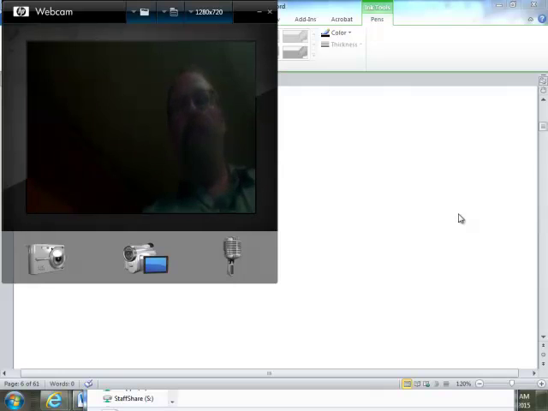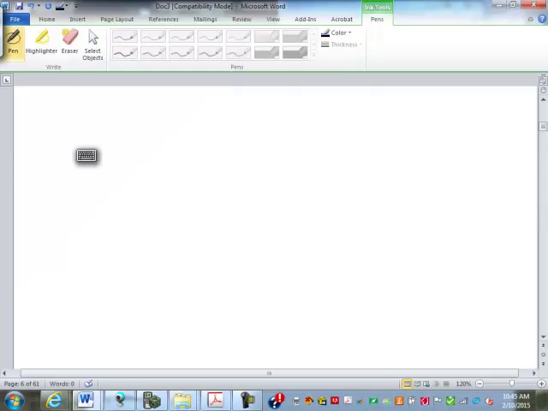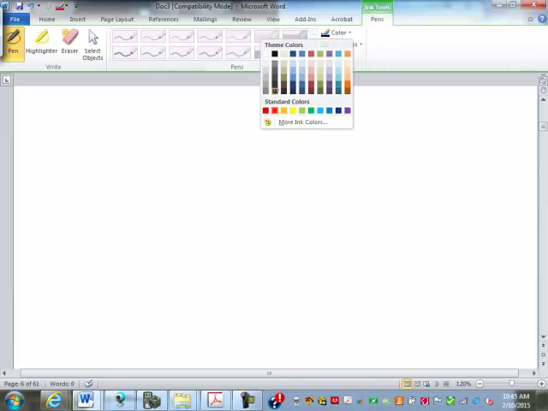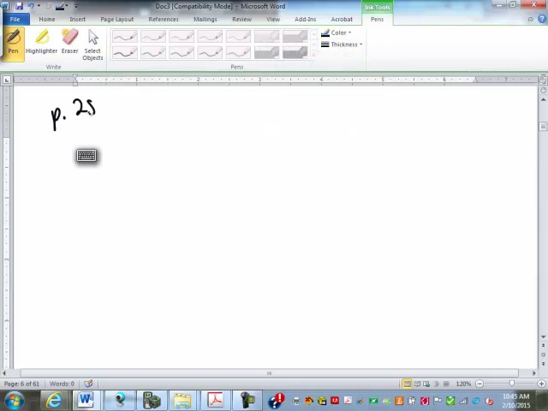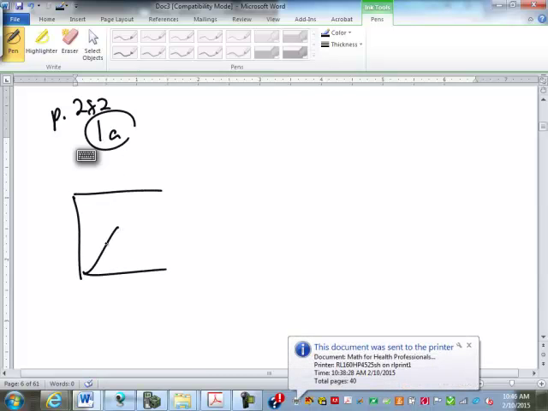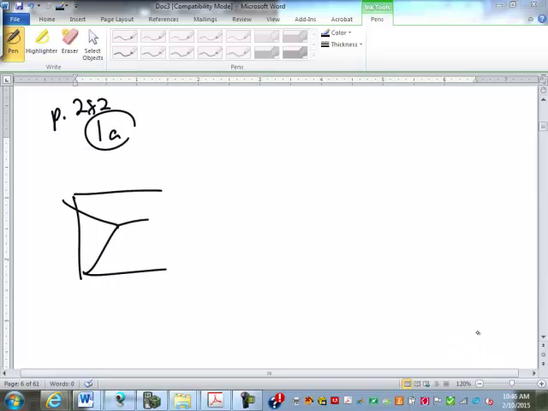Okay, so looking at the packet, we're looking now here at page 282. This is number 1A we're going to look at, and do a little sketch here quick. It's a little bit small there, but it'll work. So we're given the common rafter length of 13 feet and run of the common of 12.